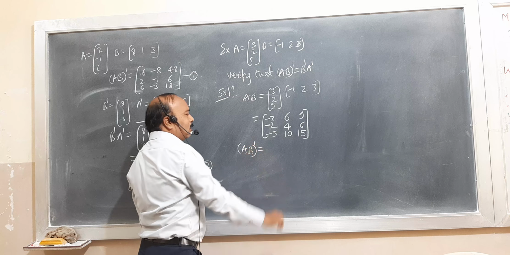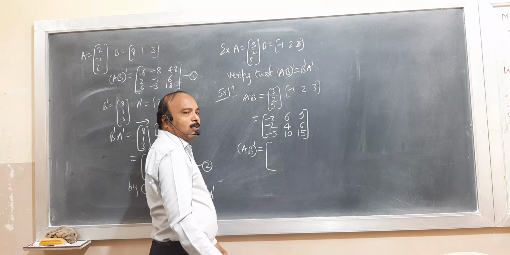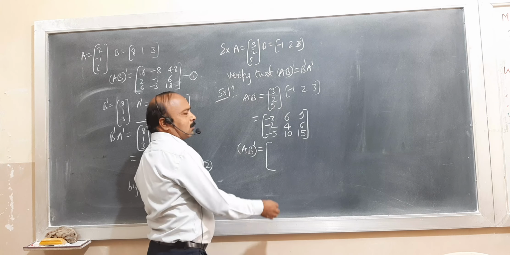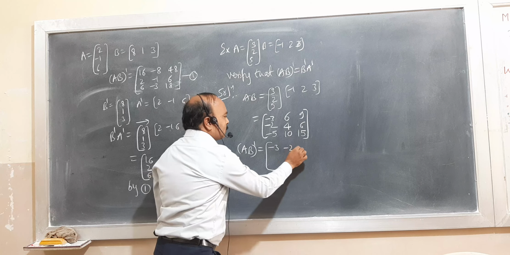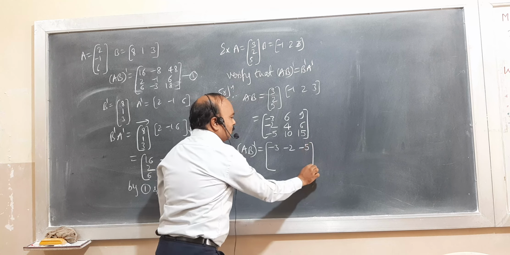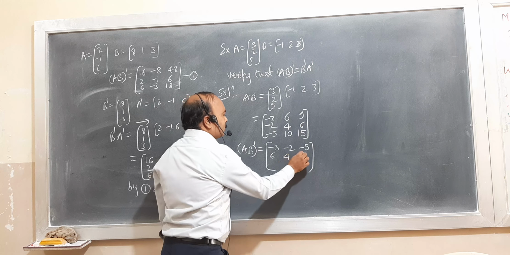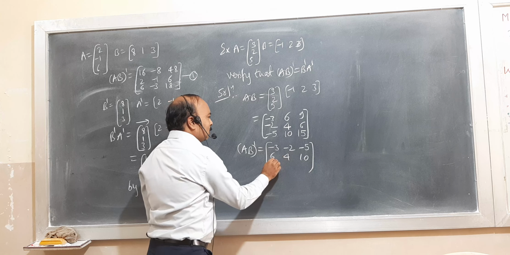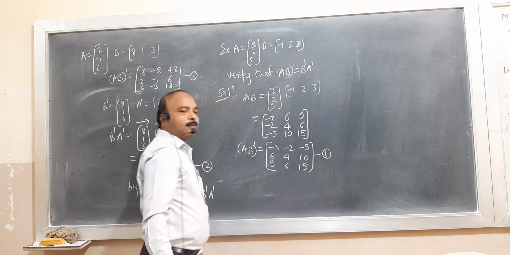Then we go for (AB)'. It is the transpose of the AB matrix, that is changing rows into columns and columns into rows, that is minus 3, minus 2, minus 5. It is the first row, and the second row is 6, 4, 10, and the third row is 9, 6, 15. Call this as 1.